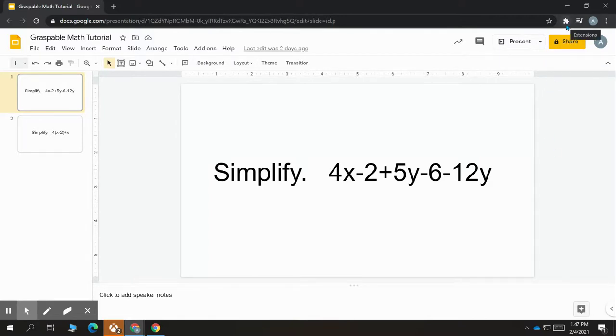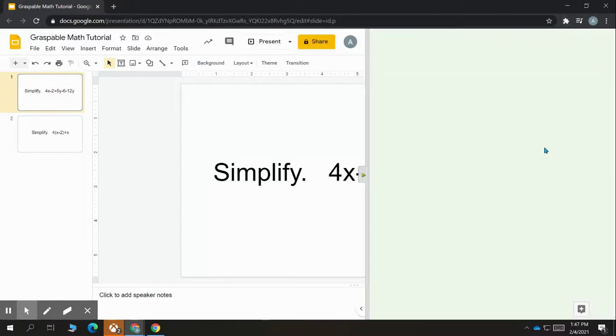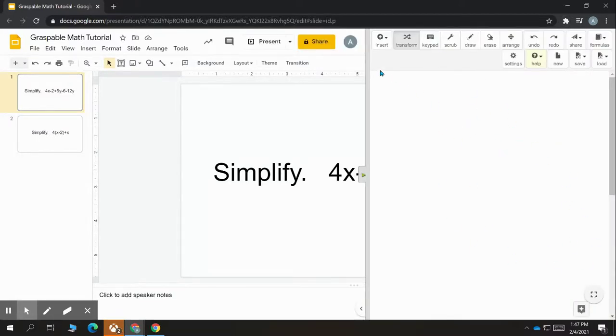So right up here under extensions, you need to download the Graspable Math sidebar. You can do that by searching for it in your Google Chrome, and once you've added it, it'll show up under your extensions. So I'm going to click on that, and I'm going to get a little sidebar here where I can work out my problems.